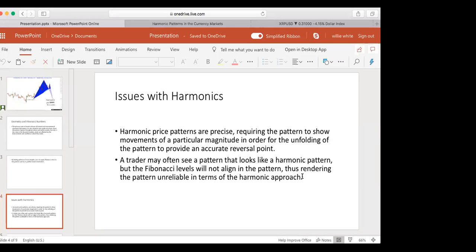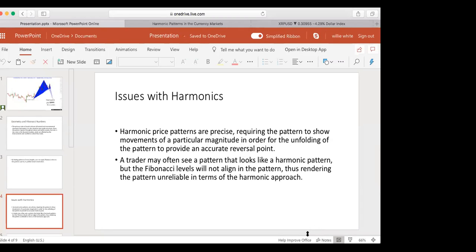Well, usually what you can do is draw up your harmonic scanner, and it works with all time frames. You can drop your harmonic pattern on a 15-minute chart, and then you can find that exact reversal point. All right. A trader might often see a pattern that looks like a harmonic pattern, but the Fibonacci levels will not align in the pattern. And I will go into further detail about that.